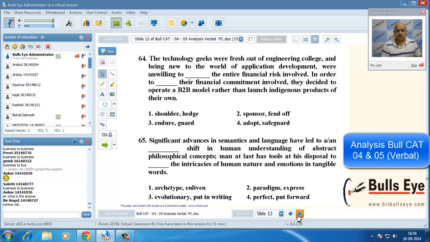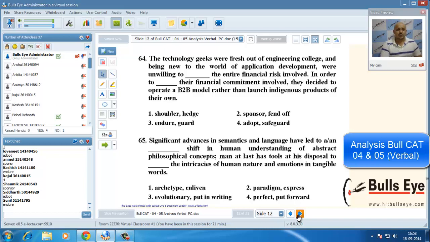So these are two options that I have: first, they were unwilling to take the entire financial risk. Second, they were trying to minimize their financial risk. Now, which are the words which fit in here? Shoulder, sponsor, endure, adopt. First blank, which is the word which we should rule out immediately? Sponsor does not fit. You cannot sponsor your financial risk. Second is endure, again does not really fit. Were unwilling to adopt the entire financial risk involved.